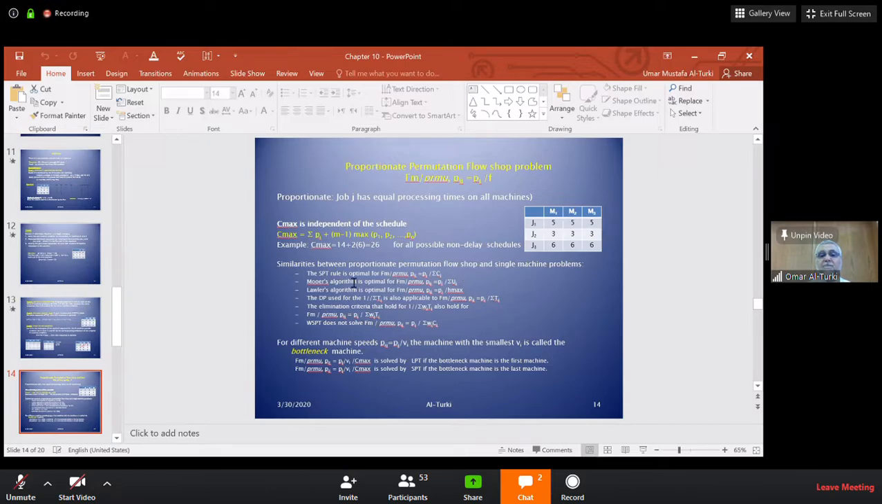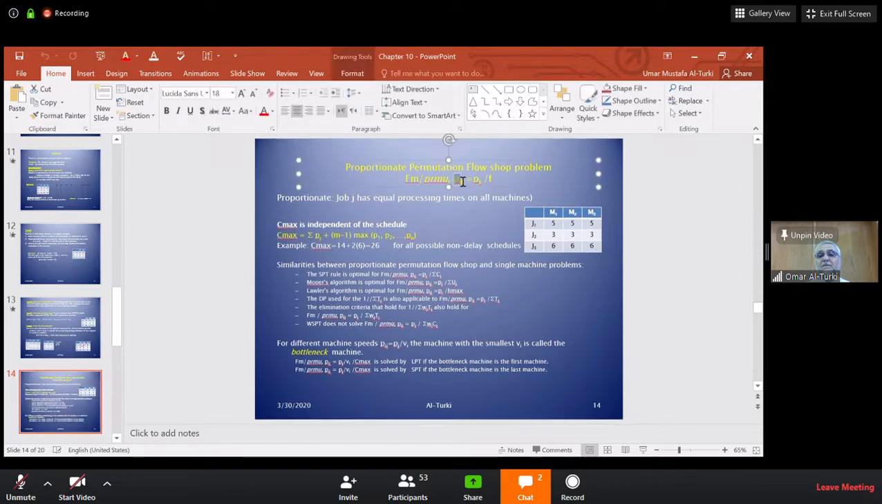Similarly, the Moore algorithm can be applied for the objective function of the total number of tardy jobs. The Lawler algorithm can also be applied, dynamic programming, and so on. So it is very much similar to the single machine case under this assumption. Is it clear, guys? You can do the same idea when you also have different speeds of machines.